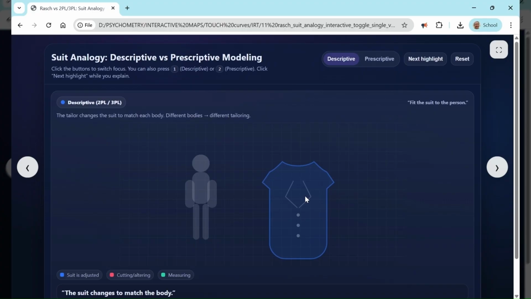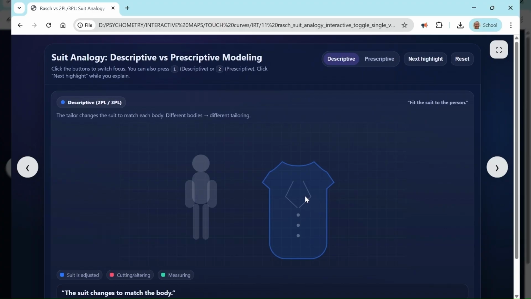While mainly the Rasch school uses the Rasch, only the Rasch, as a prescriptive model. Now there is a difference. There is a great difference between descriptive modeling and prescriptive modeling. In descriptive modeling, I always want to put an analogy so that one can understand that very well.